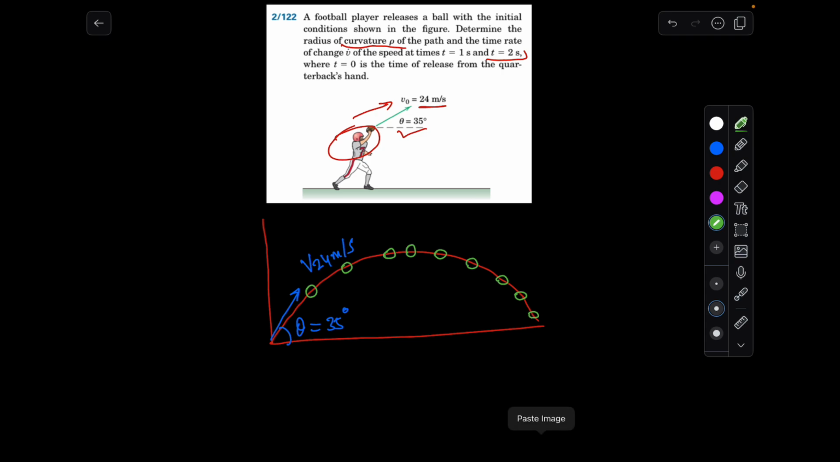So as per the problem, we have to find the radius of curvature and acceleration at what time? When time is 1 second and time is 2 seconds. Similarly, we have to find acceleration at both time 1 second and time 2 seconds.